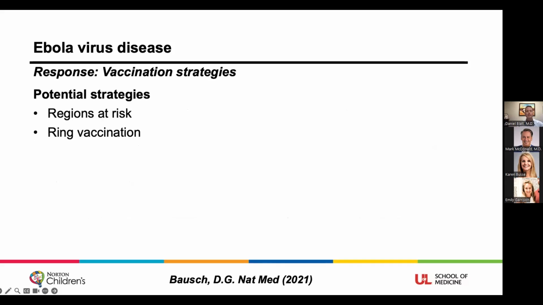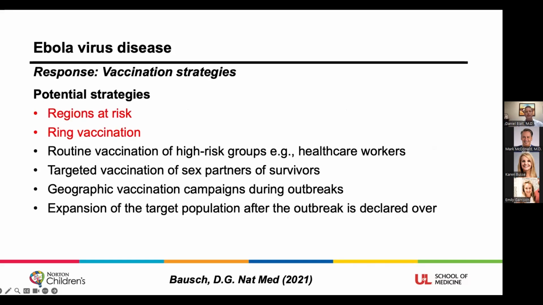So we've discussed vaccinating hotspot regions as well as ring vaccinations, and they both have their pros and cons. And the most effective method is probably a combination of both of those, as well as vaccinating high-risk individuals, such as healthcare and frontline workers. A potential strategy includes vaccinating sex partners of survivors, because Ebola could be spread sexually after recovery. And an important step would be to initiate outbreak vaccination campaigns, which may help create a strong community response to vaccines. And then when it's all said and done, we'd want to vaccinate as many possible people in the region, even after the outbreak is over.